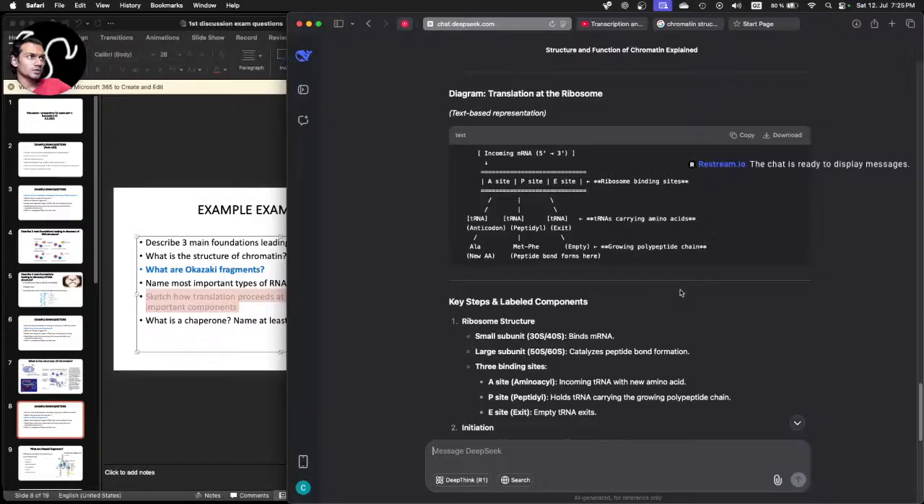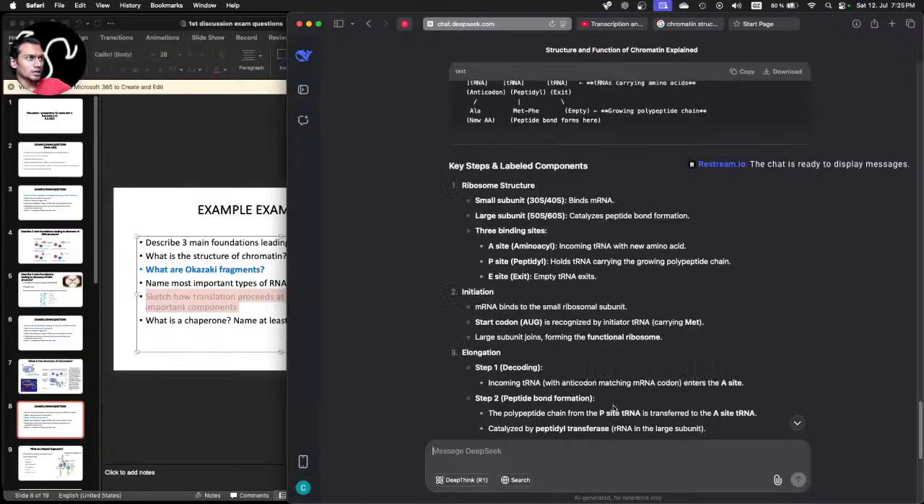Amino acid. A site: holds the incoming tRNA with a new amino acid. P site: holds the tRNA carrying the growing peptide chain. E site: exit of the tRNA.